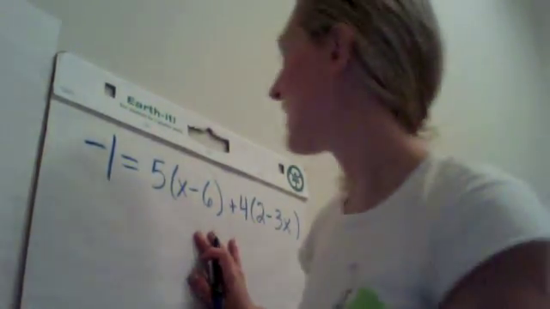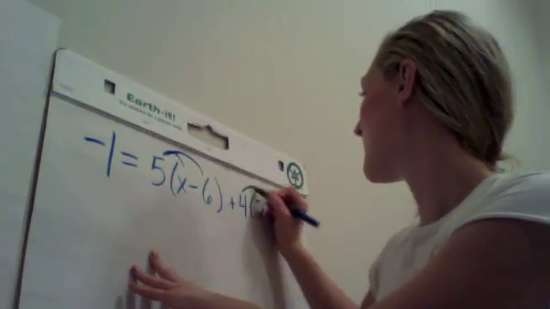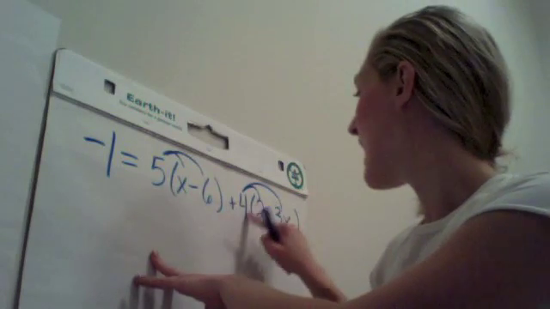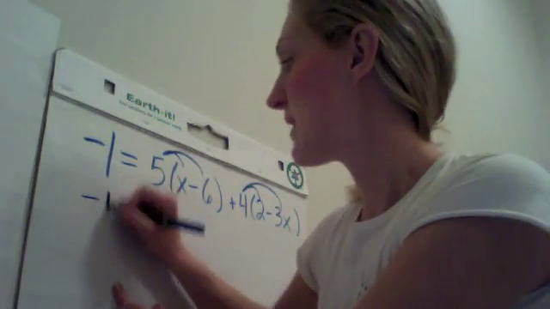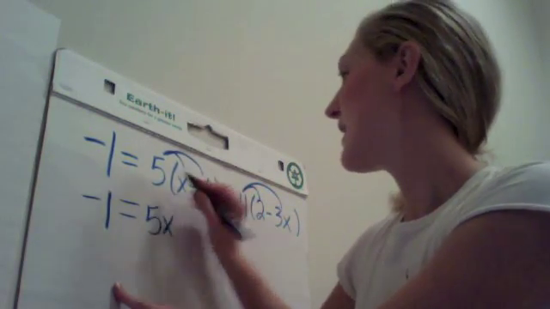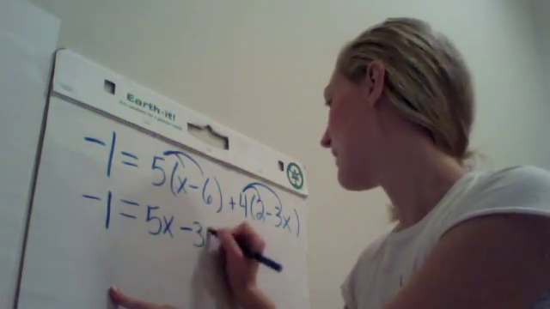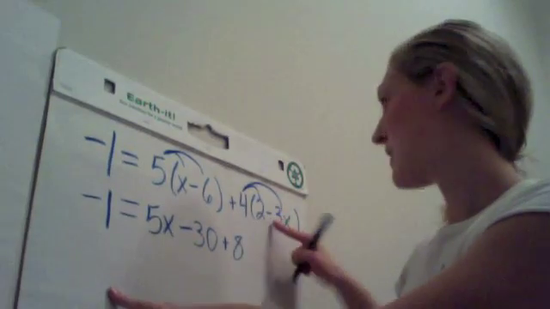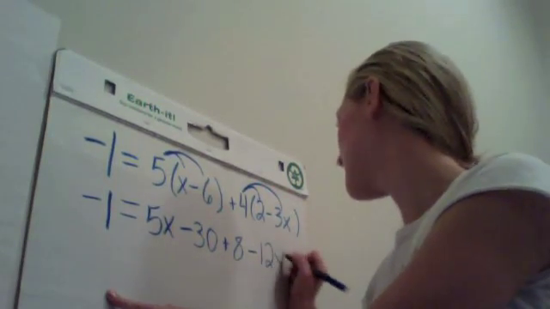First thing I'm going to do is distribute. I'm distributing in two places here. I'm distributing the 5 to the x and the negative 6 and the 4 to the 2 and the negative 3x. My left member stays the same, negative 1 equals 5x. Now remember, this is 5 times negative 6, which will give me negative 30, plus 4 times 2, which is positive 8, and 4 times negative 3x, which will give me negative 12x.